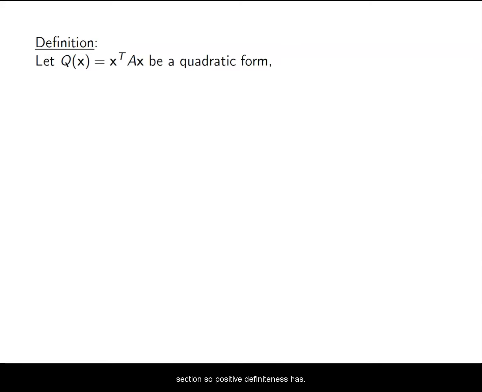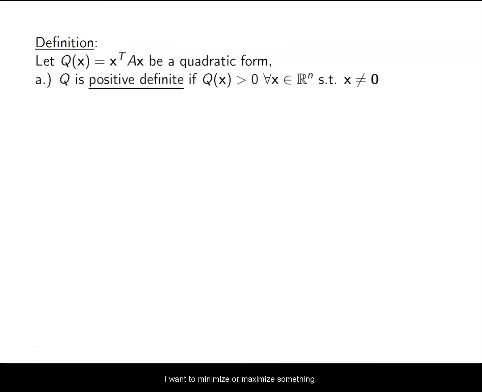So positive definiteness has a lot to do with optimization, maximums and minimums, a lot of that kind of stuff, because if I am positive definite, which we'll get into in a second, it means I have a minimum value, right? Which is what we want when we're talking about optimizing things. I want to minimize or maximize something, okay?